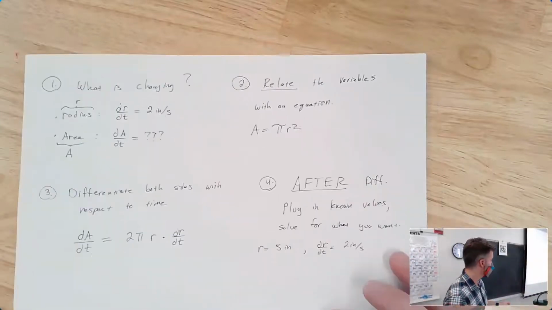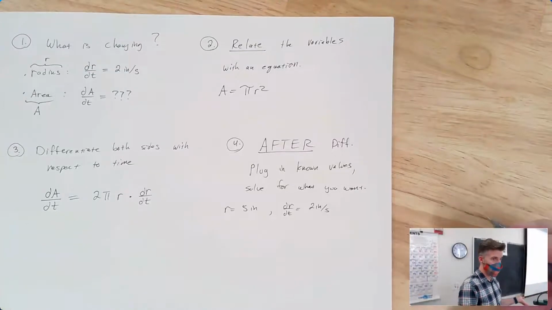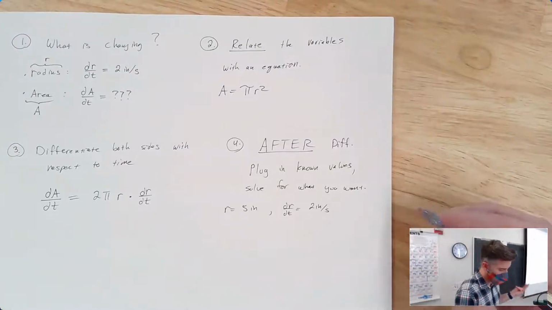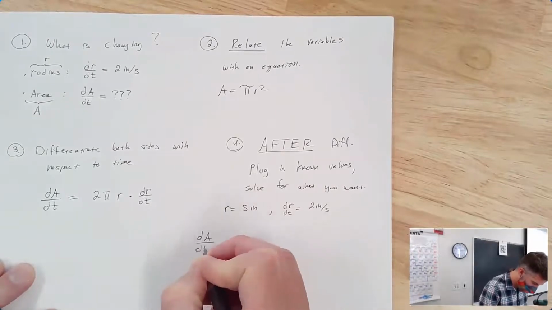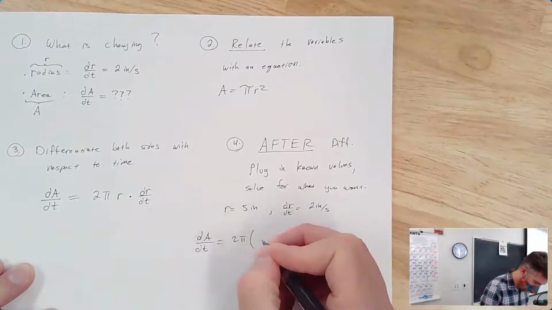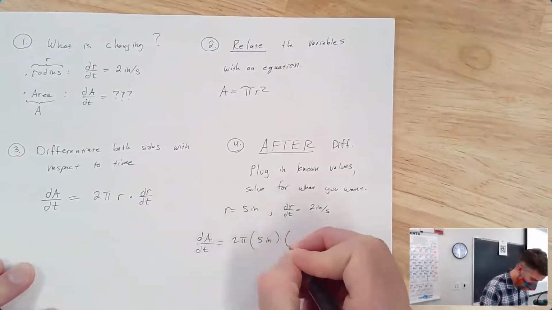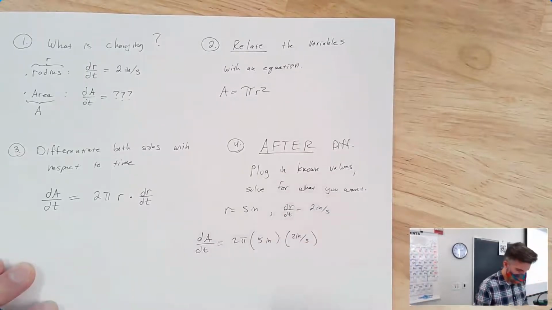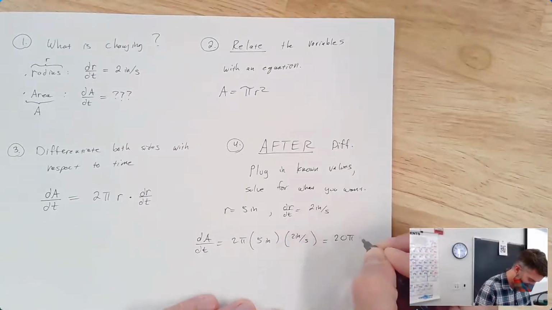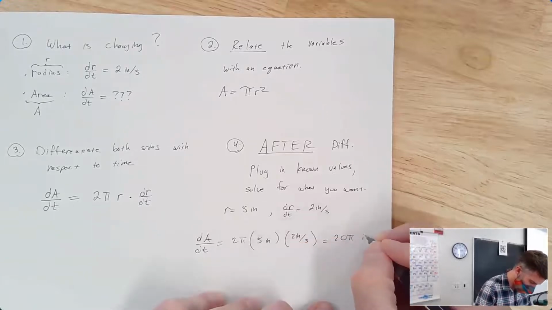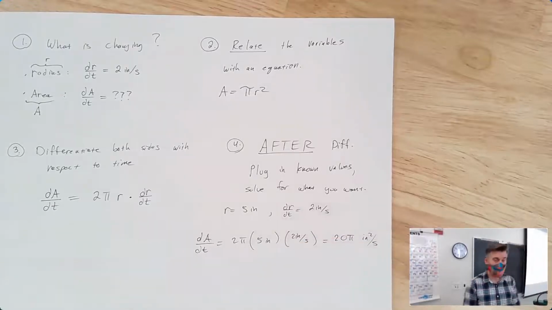I personally would not plug in the units right away. I would just wait till the end. But you can plug in the units right away. You can say, okay, I'm going to plug it in and I'm going to get dA dt equal to 2 pi times 5 inches times 2 inches per second. And then 2 times 5 times 2 is 20 pi. And I've got inches times inches, so inches squared per second. And the unit should make sense. How area is changing should be a measure of area, inches squared, per a unit of time, per second.